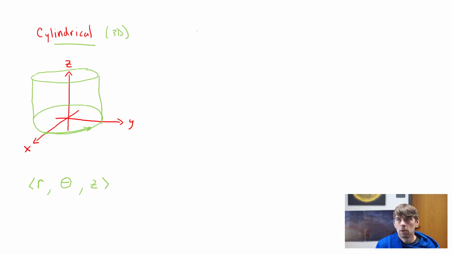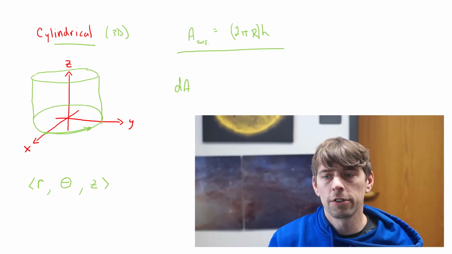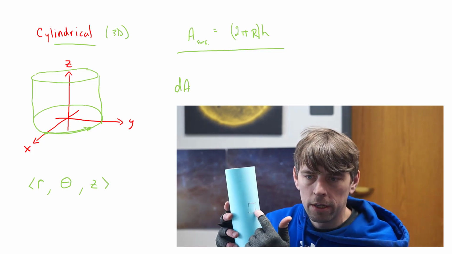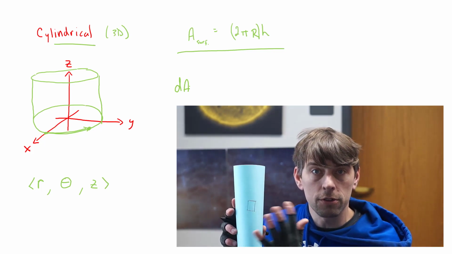We know that the surface area, I'll call it A surf, is equal to 2 pi r, where r is the radius of my cylinder, times some height, h. Well, let's go ahead and practice how we could get that using calculus and double integrals. And the whole thing boils down to, again, as we've discussed, we need to come up with some expression for the small, infinitesimal area drawn on the surface of my cylinder.